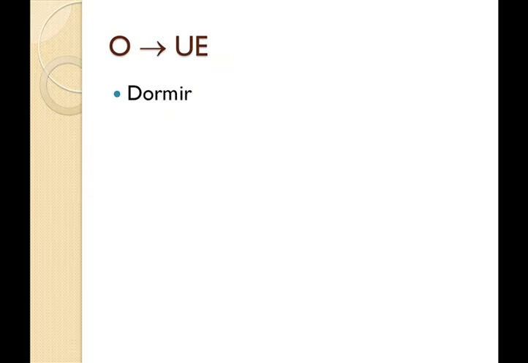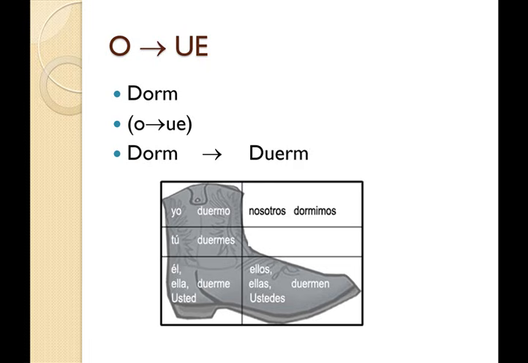All right, so now we're going to learn about verbs that change from O to UE. An example of that would be dormir. So what's our first step? We drop the IR, right? IR, gone. Now, the stem changes from O to UE, so dorm becomes duerm, right? And then, again, we have regular endings for IR verbs.